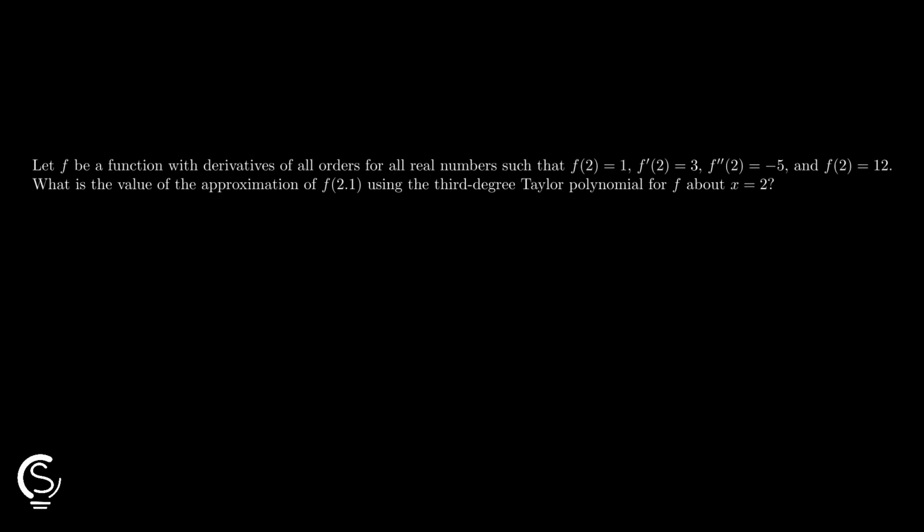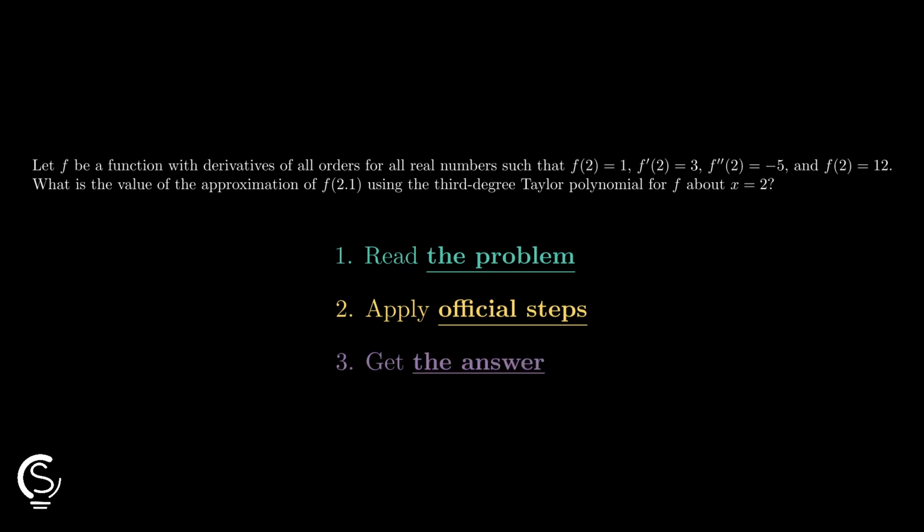Taylor polynomials make this super fast because we only plug the given derivatives at x equals 2 into a third-degree approximation and evaluate 2.1.